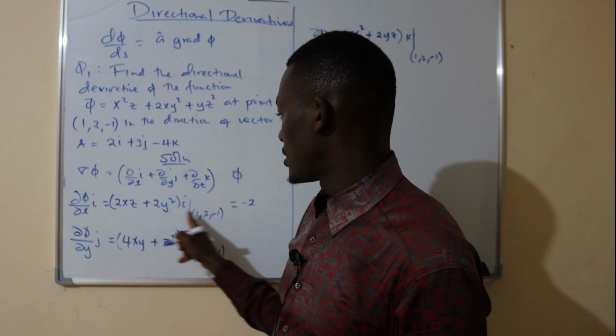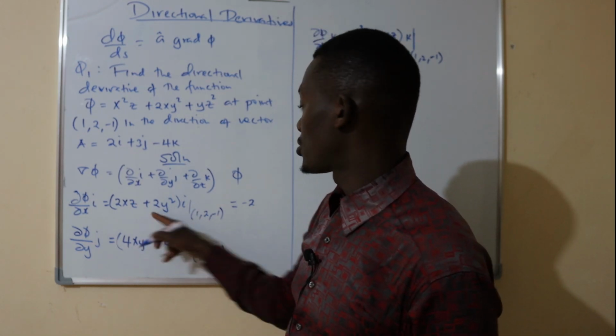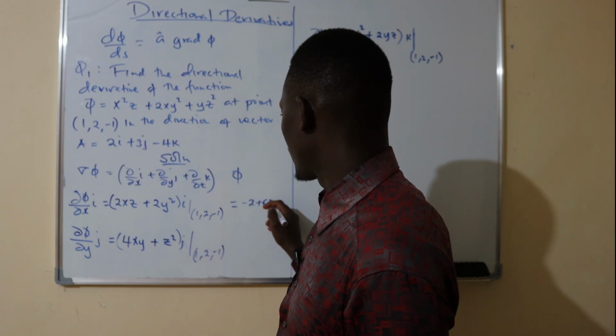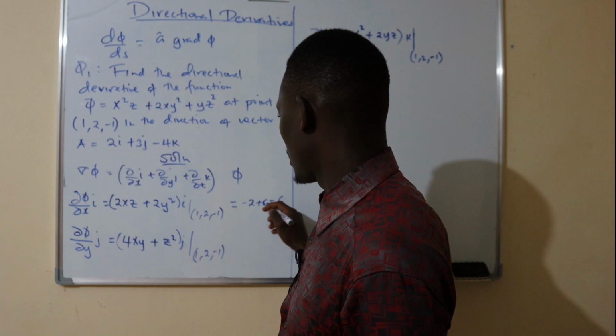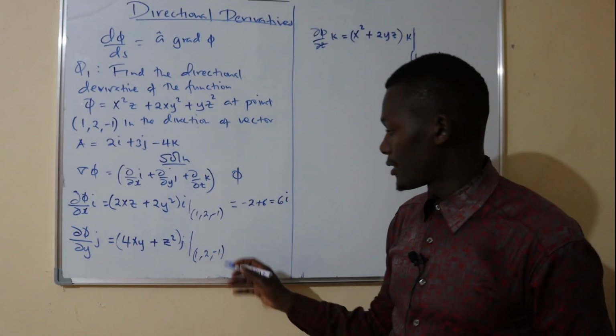Then 2 times 2 squared. So 2 times 2 squared is 4, 4 times 2 gives us 8. So plus 8, which gives us what? 6i, right?